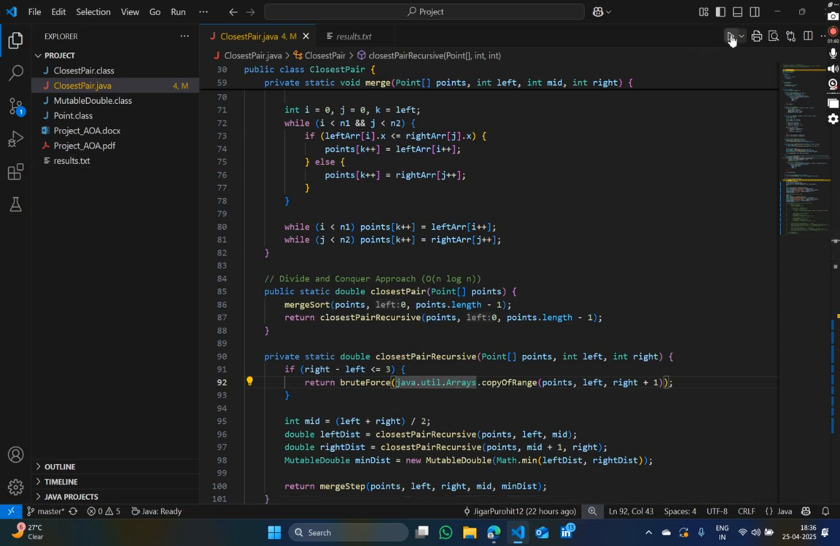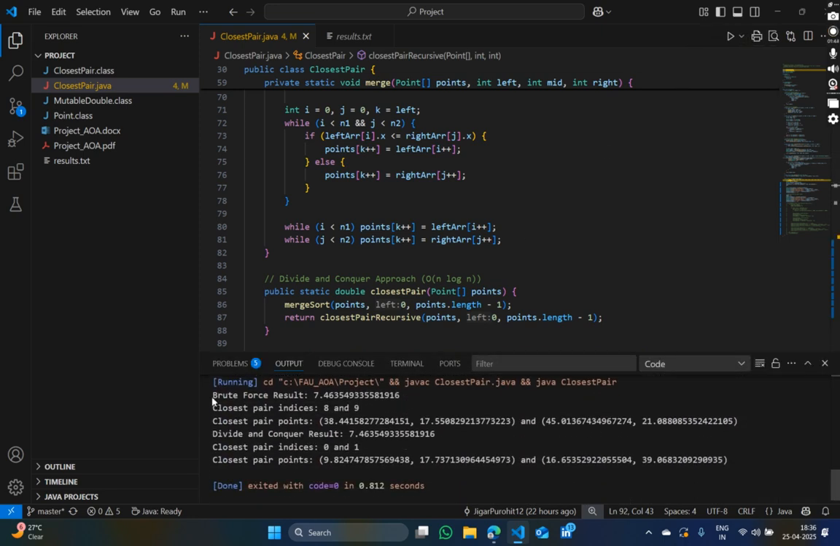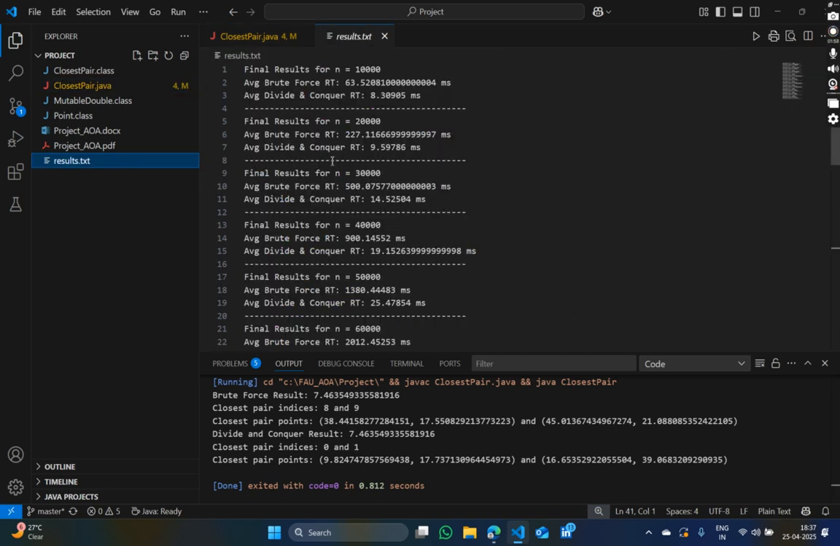If I run my project, then here you can see the brute force and divide and conquer algorithms both provide the same distances, even though the time taken by the two algorithms is very different. And then there's this result.txt file in which I have stored both the brute force and divide and conquer algorithms' average running time.